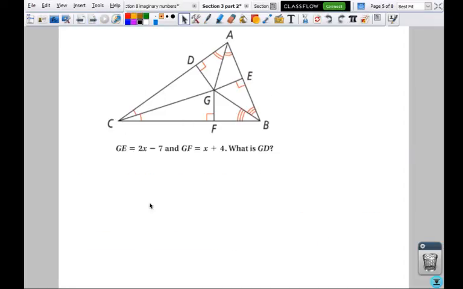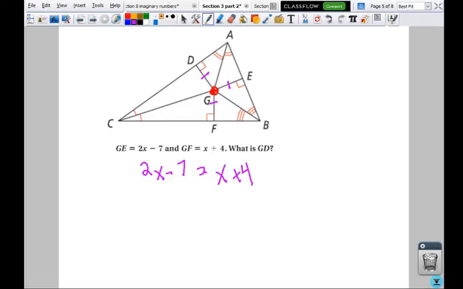Alright, so I'm going to look at this picture here, and if GE equals 2x minus 7 and GF equals x plus 4, I'm going to find GD. I know G is my incenter, because I have an angle bisector, another angle bisector, and a third angle bisector. Because of that, I know these little 90-degree lines right here are all congruent. So if GE is 2x minus 7 and GF equals x plus 4, they just equal each other. 2x minus 7 is going to equal x plus 4.